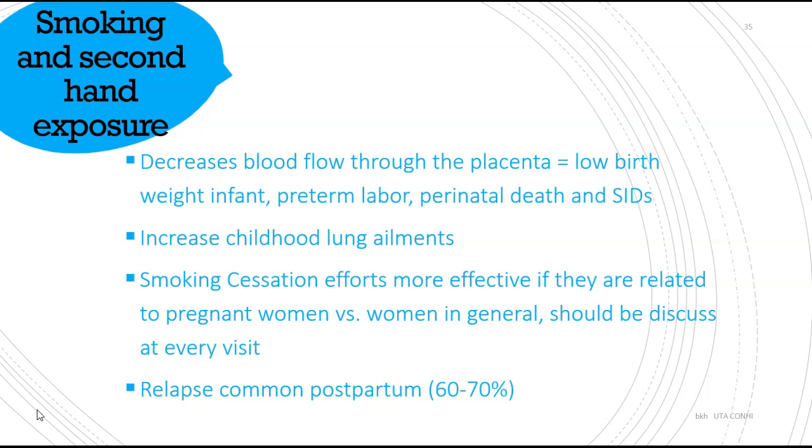This smoking that decreases the blood flow through the placenta can increase the risk of preterm labor and perinatal death. Perinatal death means that they die in that labor and delivery. So these are our stillborn babies. And then they are at increased risk for SIDS. If mom smokes throughout her pregnancy, but never smokes another cigarette once that child is born, we do know those babies are still at higher risk for SIDS death compared to those babies whose mom did not smoke. There's increased childhood lung ailments.